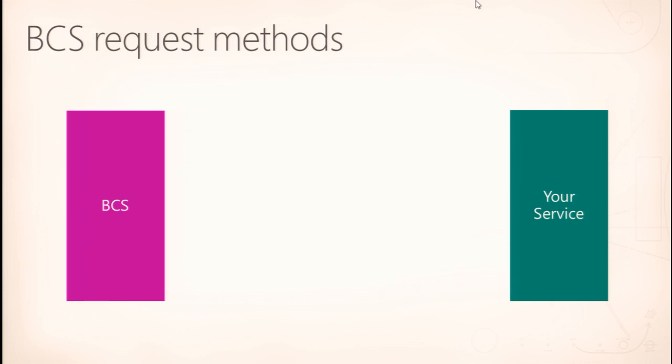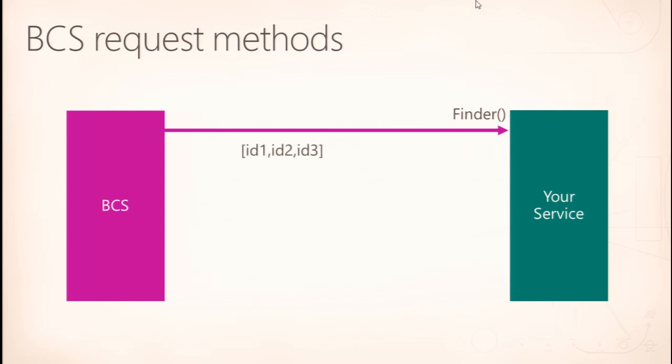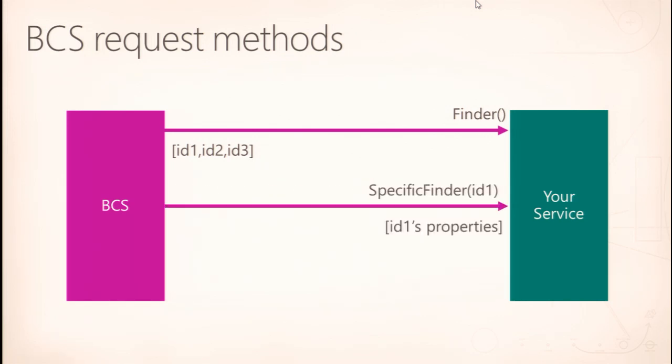The first step is the BCS will send a method. All of these methods are pulls from your service, so you can't push anything in. The BCS is going to ask for some data back. The first one is a finder, and the finder's job is to return all the documents. After that, for each document, a specific finder is called, and its job is to return the properties for the document. These properties will be turned into crawled properties, and then later you can map them.